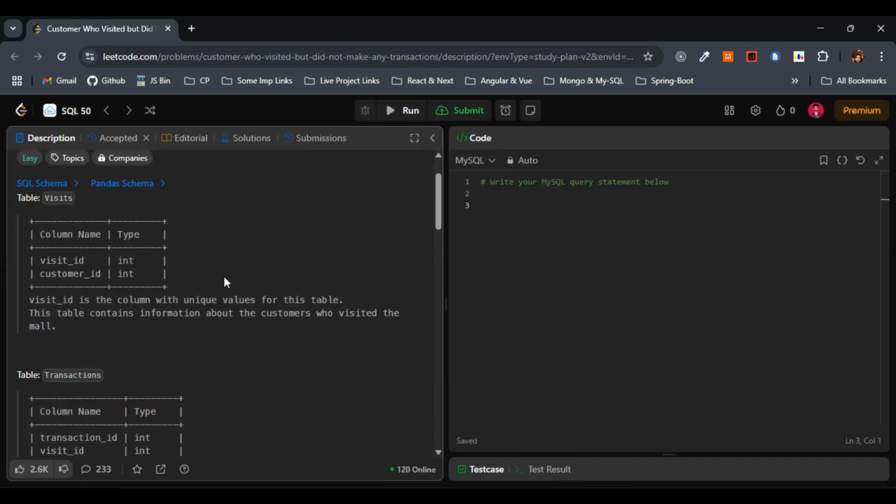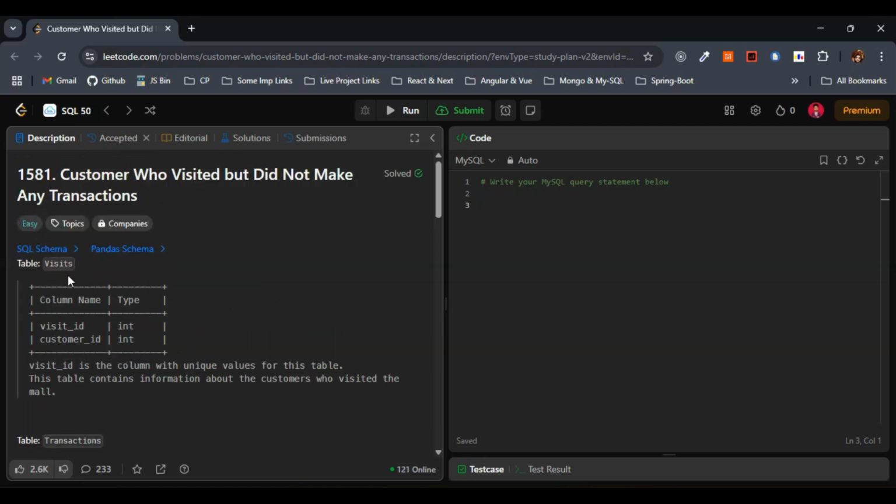The visits table contains records of customer visits to a mall, while the transactions table logs the transactions linked to these visits. Here you can clearly see the visits table. It contains the records of customer visits to a mall. We have visit ID and customer ID as columns, and both are of type integer.